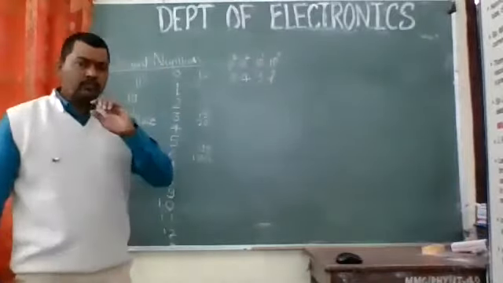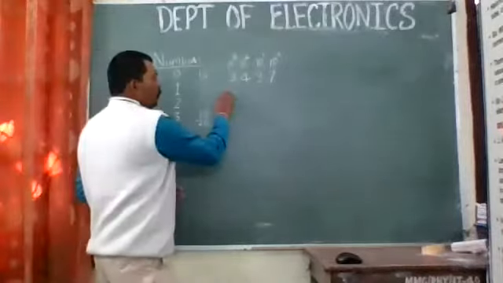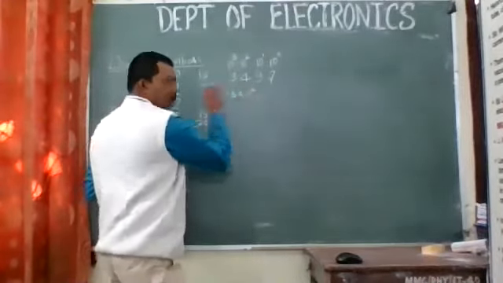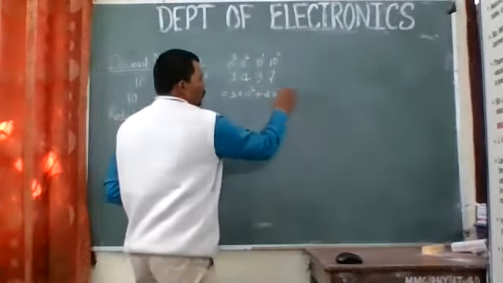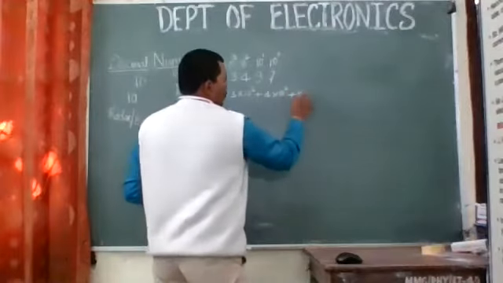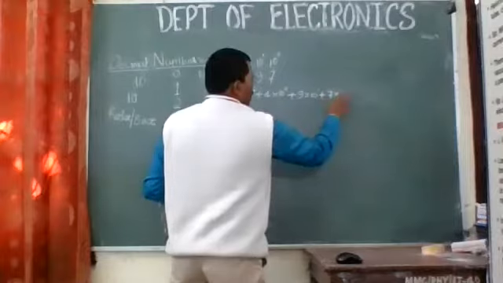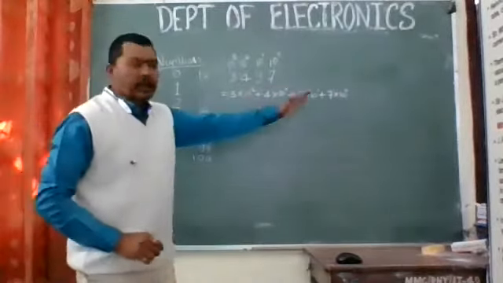And when we write this number, we are used to writing 3 into 10 raised to power 3 plus 4 into 10 raised to power 2 plus 9 into 10 raised to power 1 plus 7 into 10 raised to power 0. This is what we are expected to write in a number.